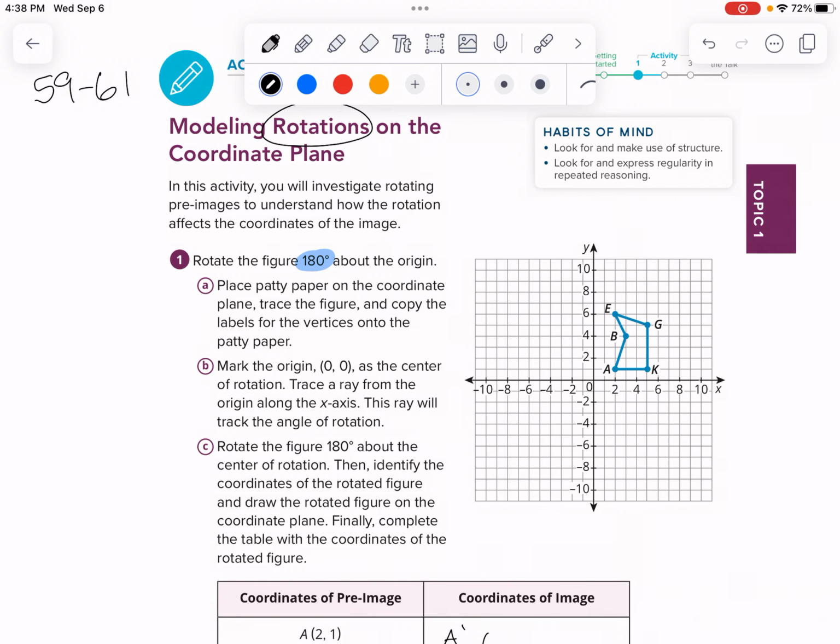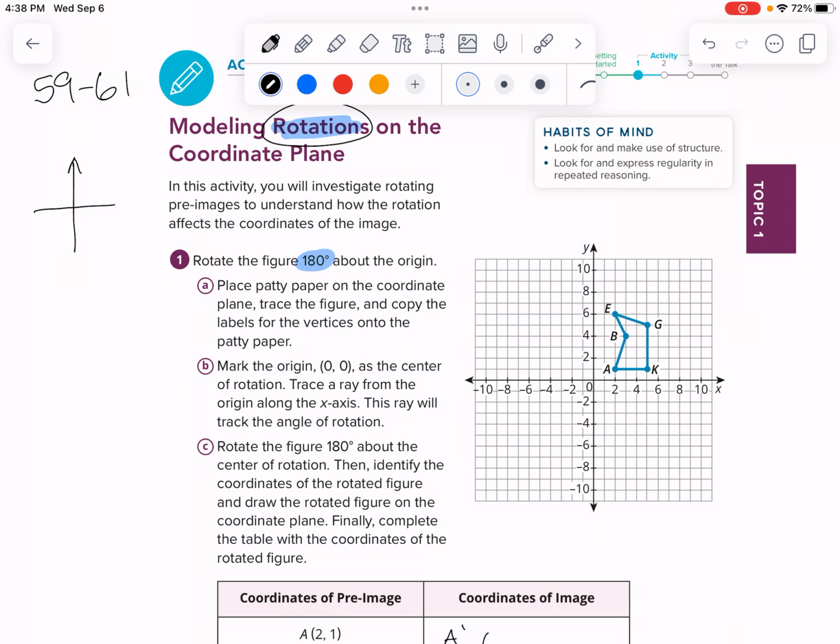We're starting on page 59. This lesson will go from 59 through 61. This is all dealing with rotations. What I'd like for you to do is draw a cross with an arrowhead at the top of that cross.